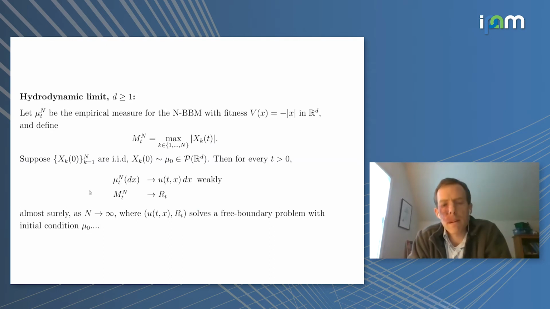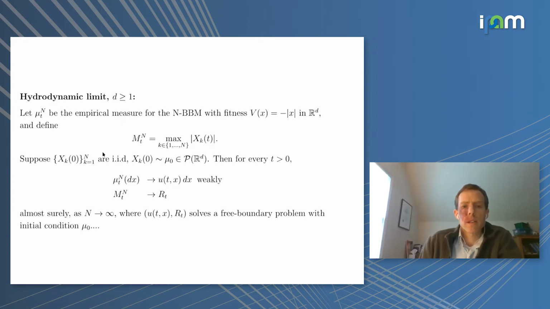All right. Let me spend some time explaining the results more precisely and aspects of the proof. So here's the hydrodynamic limit statement for d larger than or equal to 1 for the Brownian Bees model. Again, mu n is the empirical measure of the N-BBM process. So for each time, this is a random probability measure on R^d. Let's also define a boundary process, M_n(t). This is a stochastic process, and it's just the maximum Euclidean norm of a particle, from 1 to n.